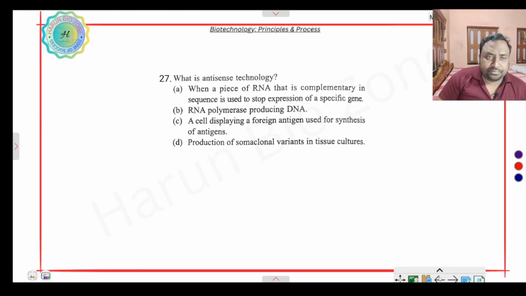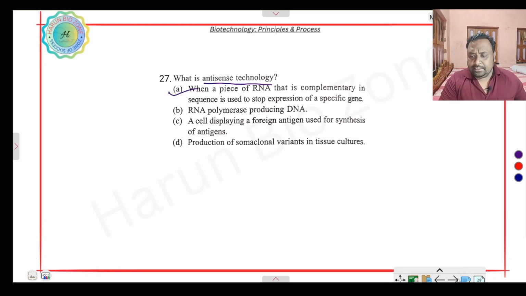Next question. What is anti-sense technology? Sense means coding strand, and anti means against the coding strand. So a piece of RNA that is complementary in sequence is used to stop expression of a specific gene. RNA polymerase producing DNA, a cell displaying foreign antigen used for synthesis of antigen, production of somaclonal variant. Here A is the correct option.